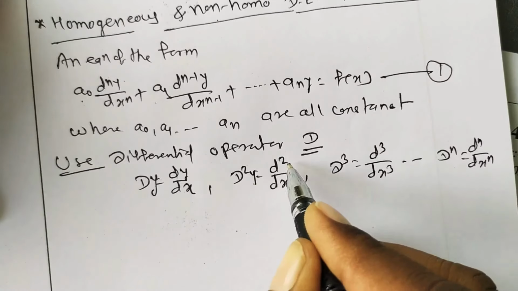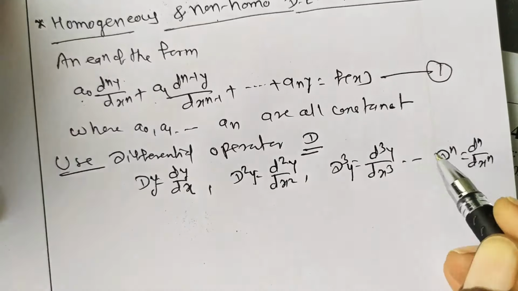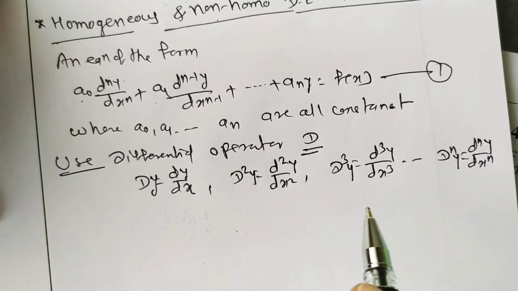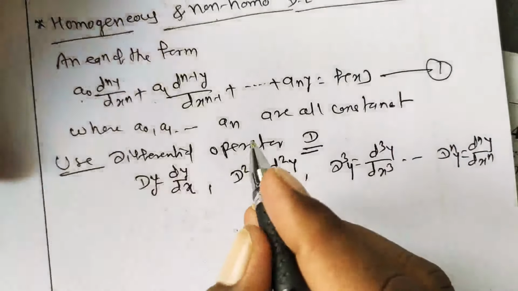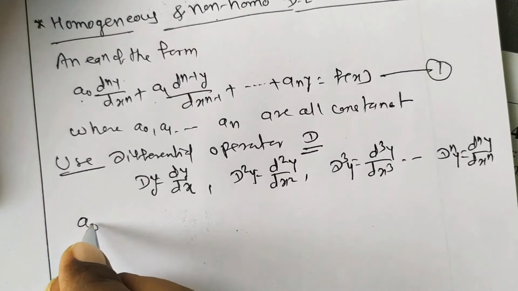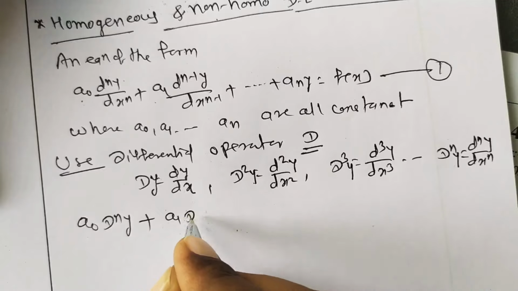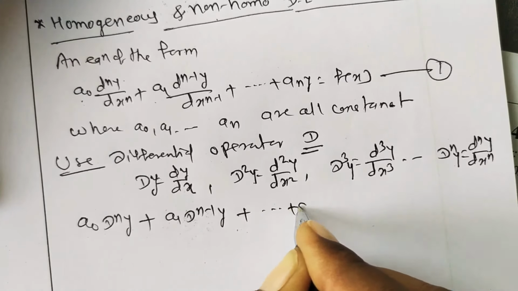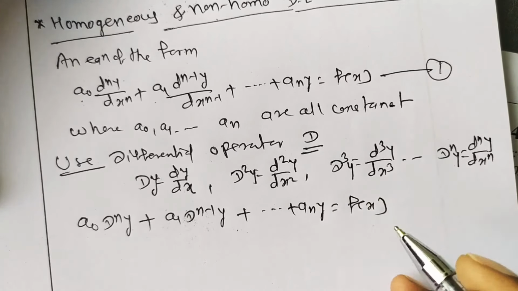Capital D square y becomes d2y by dx square, capital D cube y becomes d cube y by dx cube, and so on, D raised to n y is equal to d raised to n y upon dx raised to n. So using this capital D, we can write equation 1 again, that is a0 D raised to n y plus a1 D raised to n minus 1 y plus so on plus an y is equal to f of x.